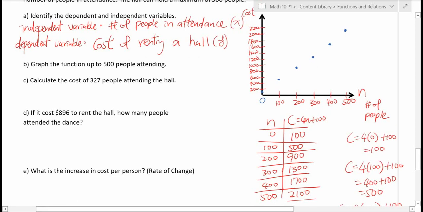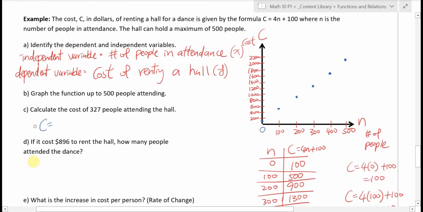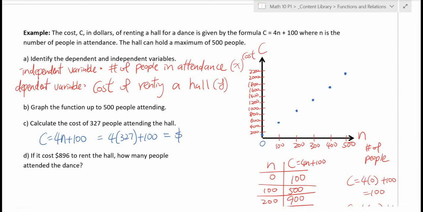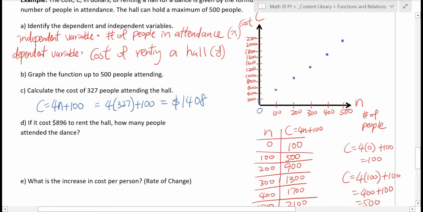For part C, if you want to find the cost, then C equals, the formula is 4 times n plus 100, which means I can plug 327 into n and then put this into a calculator. So 4 times 327 plus 100 gives you $1,408. Okay, so that's part C.